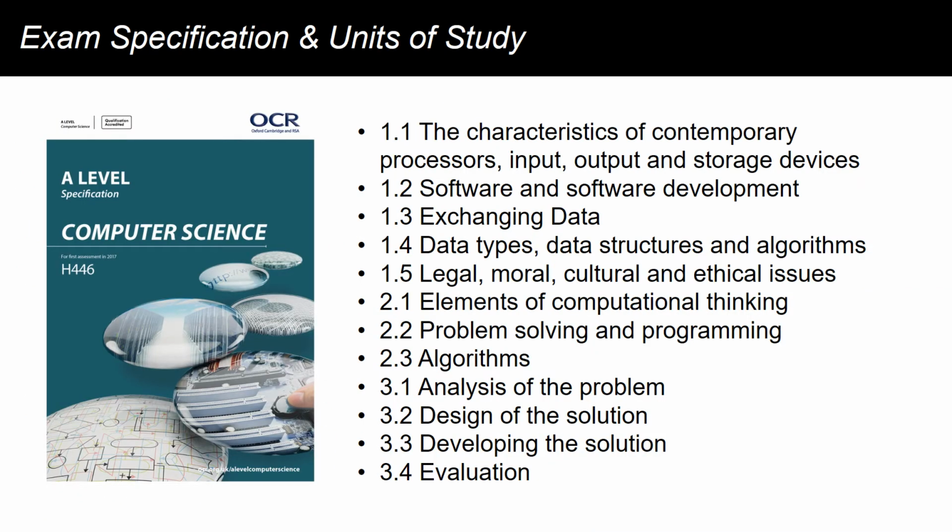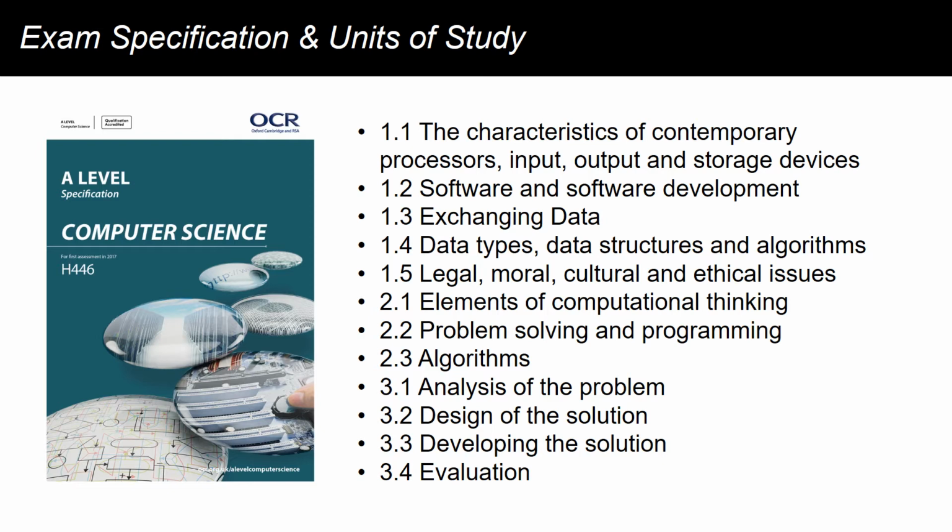Units of study in OCR Computer Science are quite similar to the GCSE. Section 1.1 will cover the characteristics of contemporary processors, input, output and storage devices. 1.2 will cover software and software development. Moving on to exchanging data. 1.4, data types, data structures and algorithms, is the only difference from the GCSE. A lot more paper 2 original content really comes into paper 1.